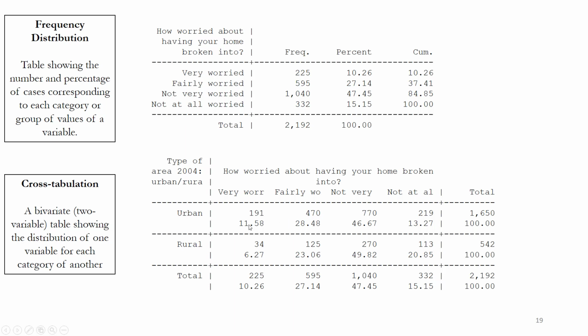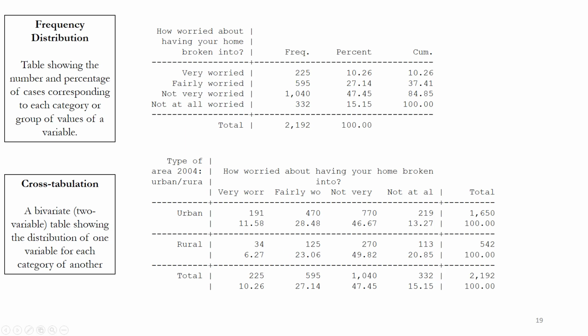Within this we're able to see fairly clearly that fear of crime seems to be a little bit higher in urban areas than it is in rural areas. If we look at the percentages marking very worried and fairly worried, we see we've got a higher set of percentages here for urban than we do for rural.